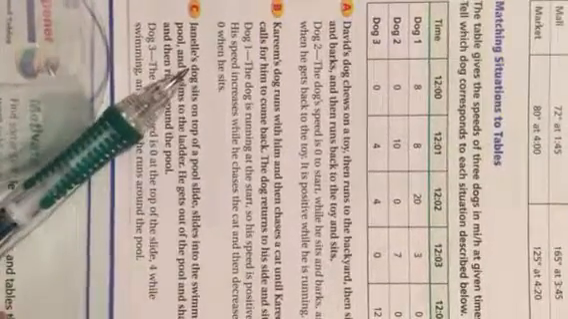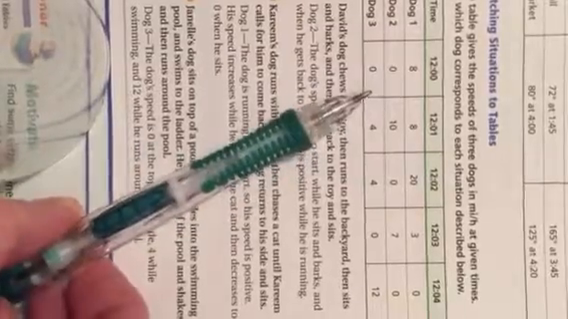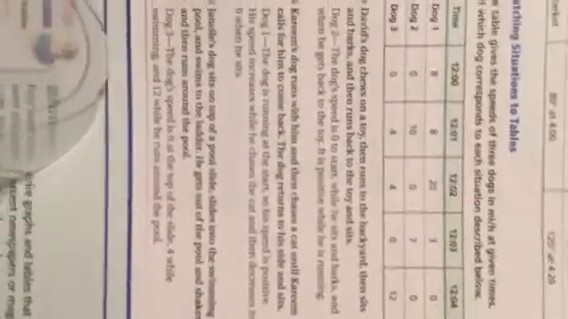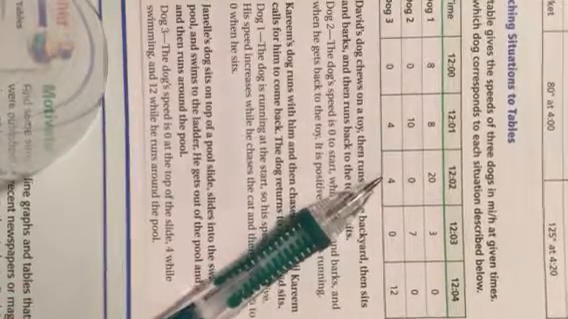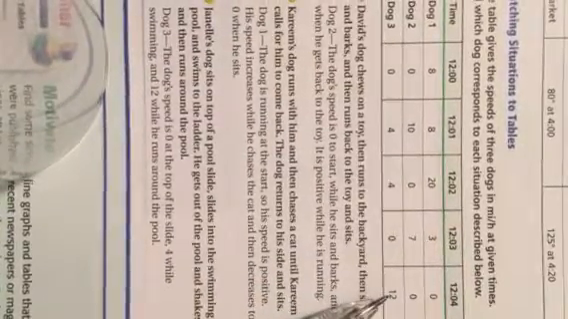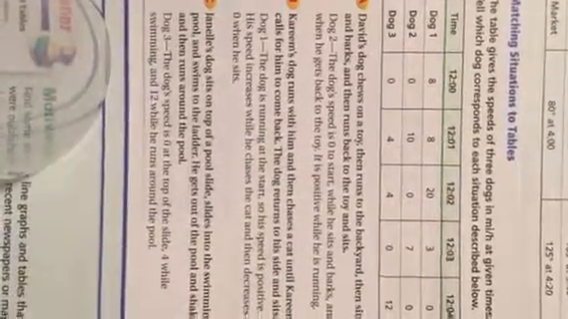And now let's look at Janelle's dog. Janelle's dog sits on top of a poolside, sitting at 0, slides into the swimming pool and swims to the ladder. This could be sliding into the swimming pool and swimming to the ladder. He gets out of the pool and shakes off, so there he is, not making forward motion, and then he runs around the pool. That was the only dog left on the table, but the data fits, and so we're going to say that dog 3 is Janelle's dog.